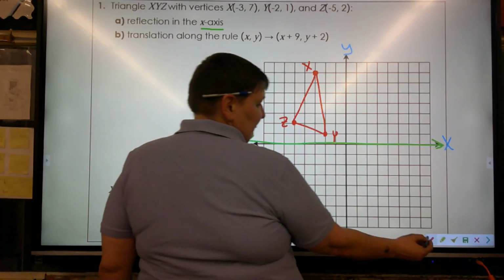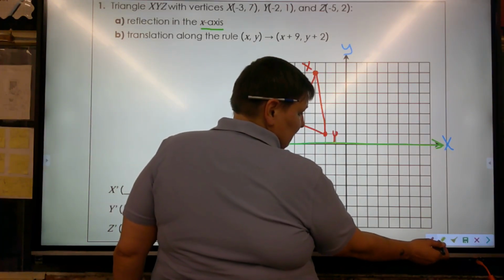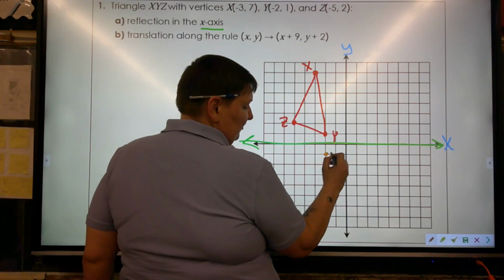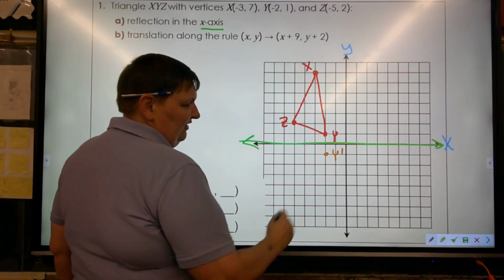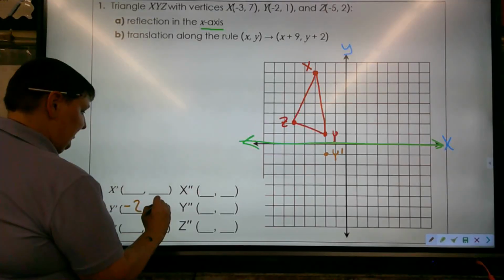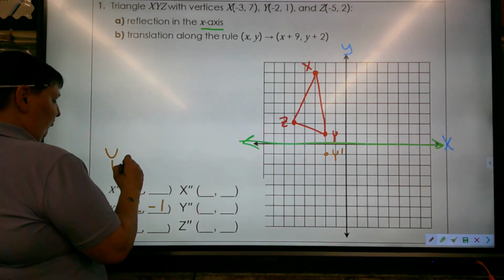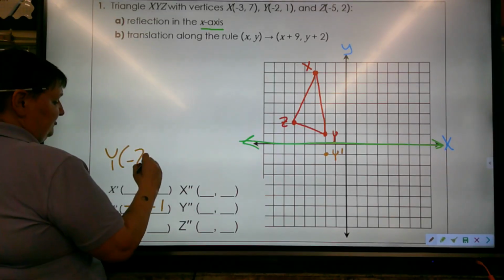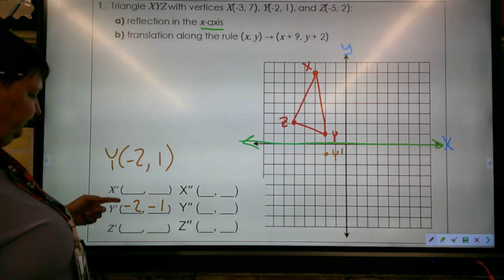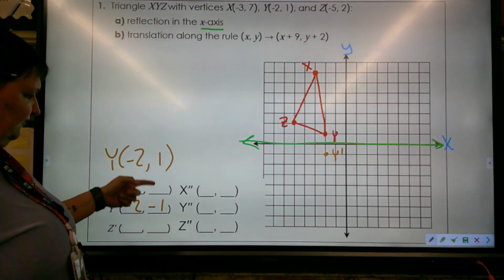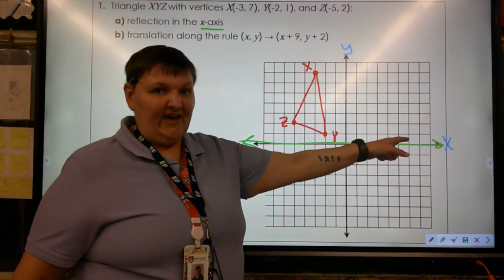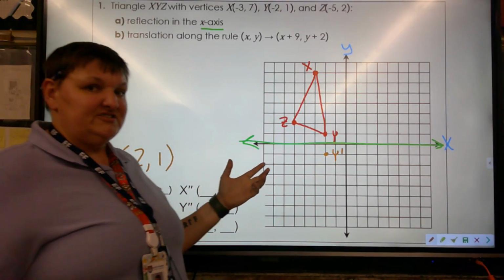So if y is 1 above, then y prime is going to be 1 below. The coordinates of y prime are left 2, down 1. The original coordinates for y are negative 2, 1. So what changed between y and y prime? The sign changed on my y value. So when you're reflecting over the x-axis, change the sign of the y value.